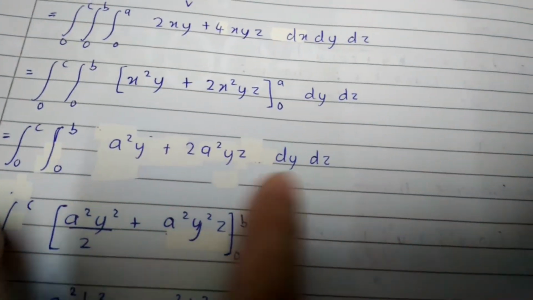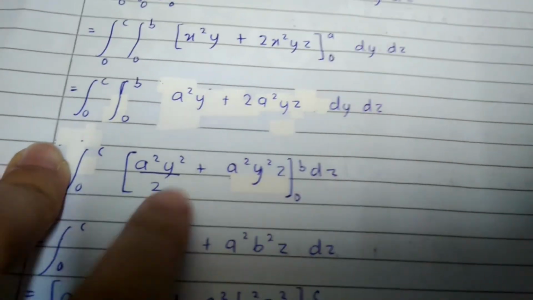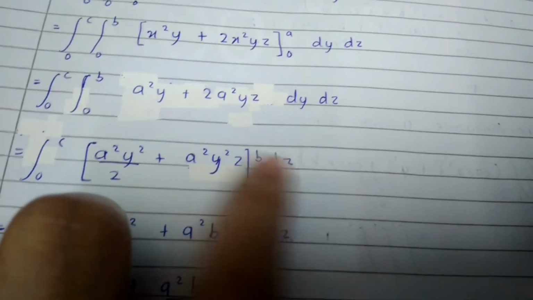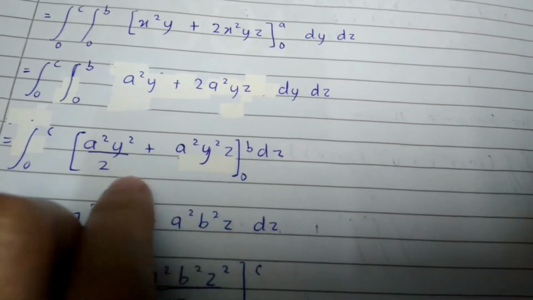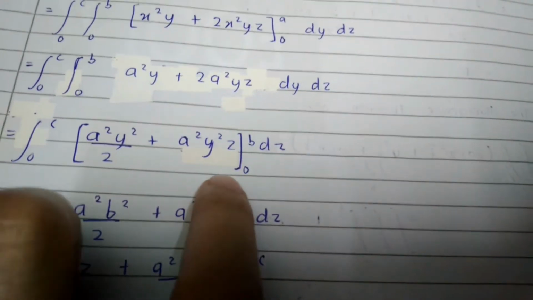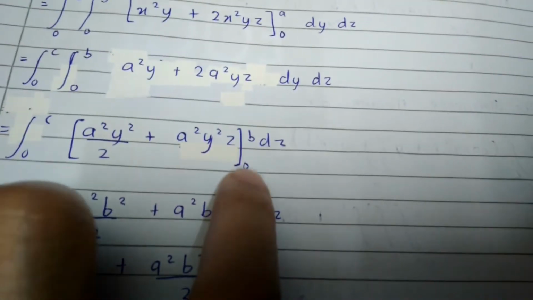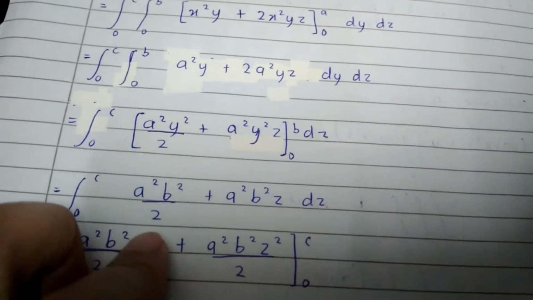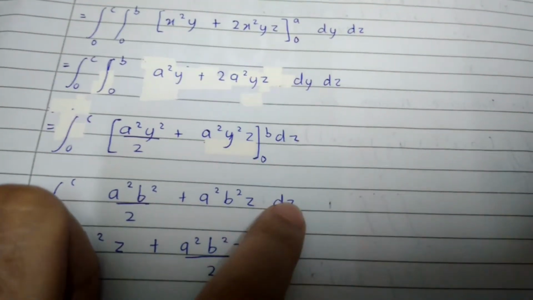This equation we integrate with respect to y, we get a^2 y^2 over 2 plus a^2 y^2 z. So here we have not substituted b, the range of y, yet. After we get the integration of dy, we substitute b and 0, and then we get a^2 b^2 over 2 plus a^2 b^2 z dz.